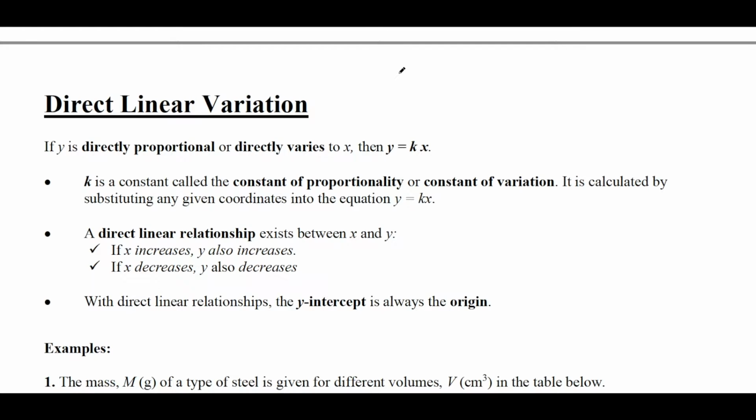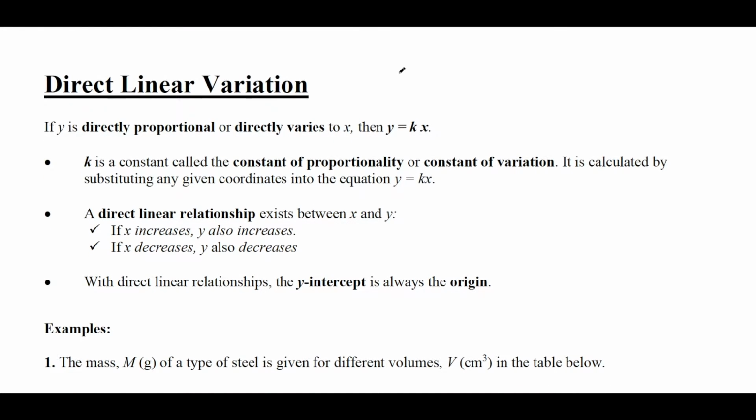Hello everyone, welcome back. In today's lesson, we're going to cover direct linear variation, which means something like this. If something is directly related to something, we call this direct linear variation. For example, if y is directly proportional or directly varies to x, then y is equal to kx.